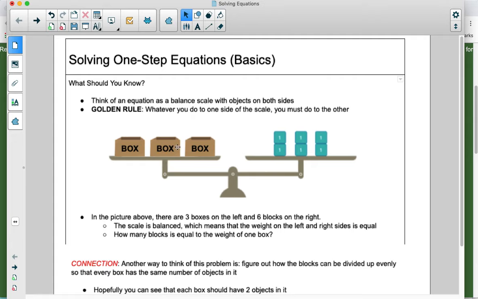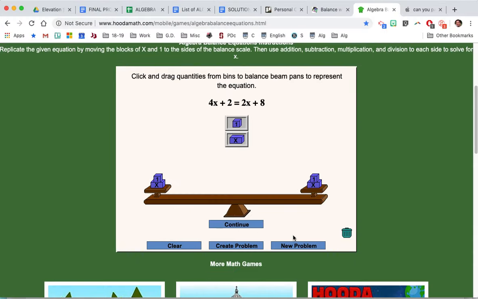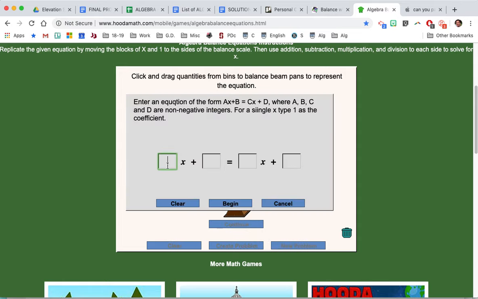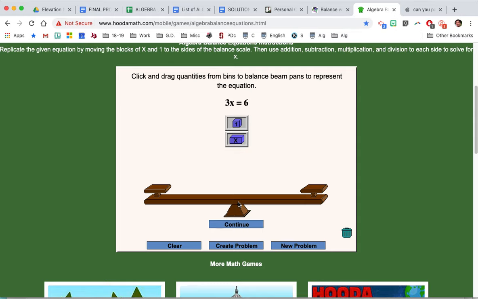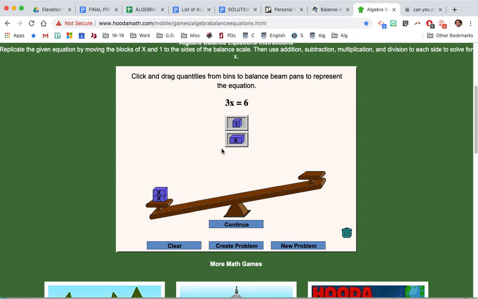So let's create this situation. I have 3 boxes on the left side of my scale. I have 6 items on the right side. Let's take a look at our scale here. We're going to create a new problem. Don't worry about what this means right now. I want you to think of variables like x as boxes that contain items or could contain items.